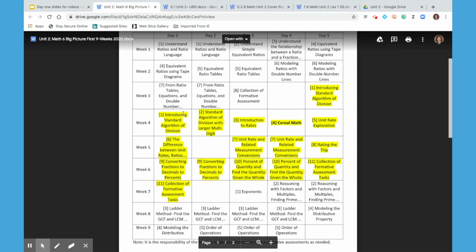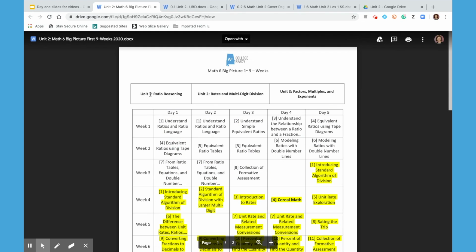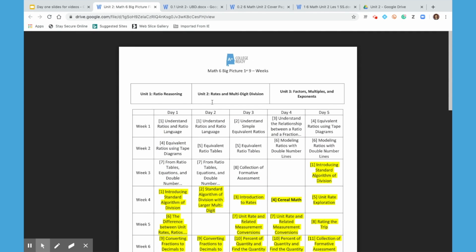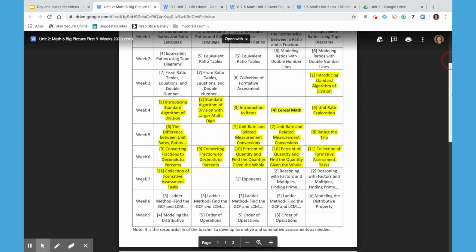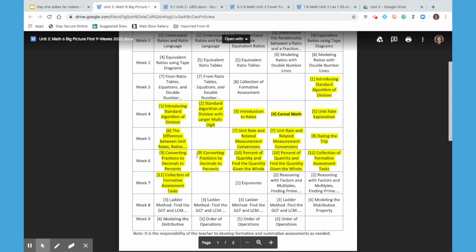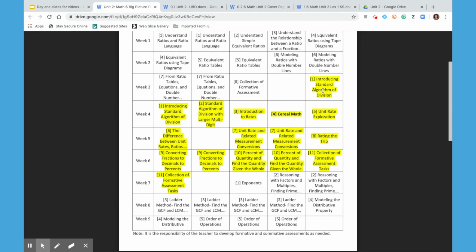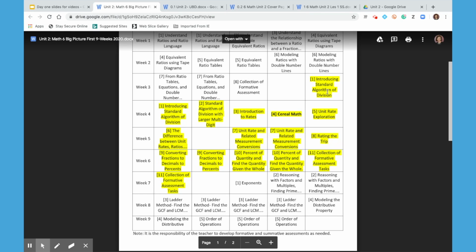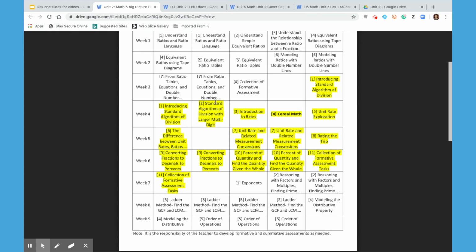The big picture, Unit 2. Students have accomplished ratio reasoning of Unit 1. Then Unit 2 is rates and multi-digit division. It's highlighted here, so they're going to take an assessment on Unit 1 and then start on Unit 2, introducing the standard algorithm of division. That's a 2-day lesson. And then go on to the standard algorithm of division with larger digits, multi-digits, and then introduction to rates.